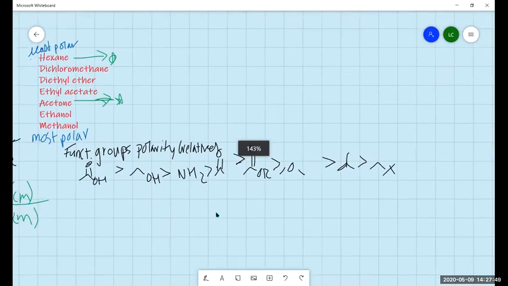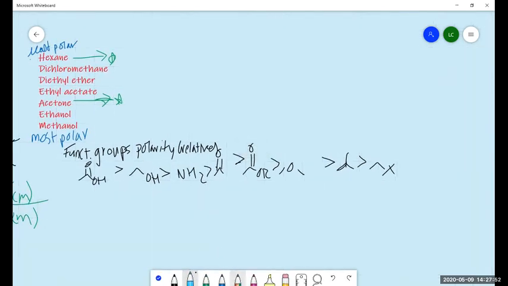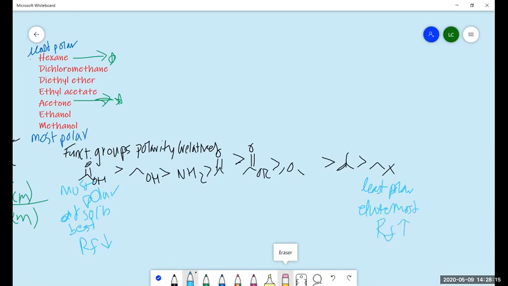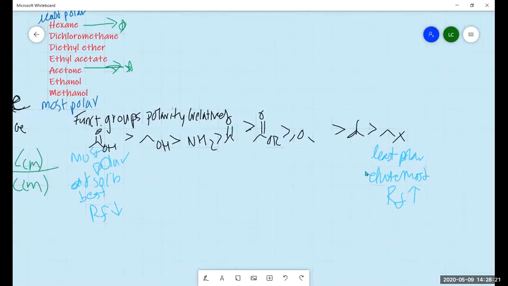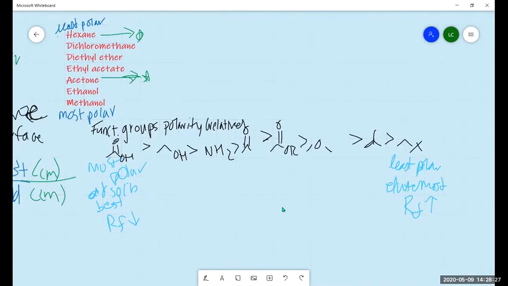And so here, what you notice is this is most polar. So it will adsorb best to your stationary phase, or you will have the lowest RF. And then this is the least polar, adsorb least, elute most. RF will be higher. So hopefully that helps. Adsorb best to silica, elute most, adhere most, have a greater affinity to the mobile phase. I know all the terms can be a little confusing.